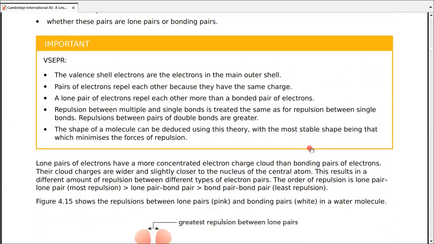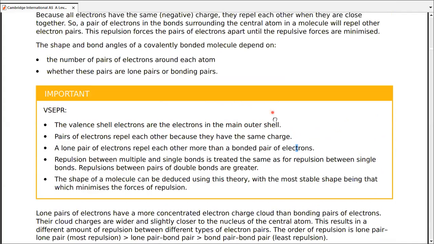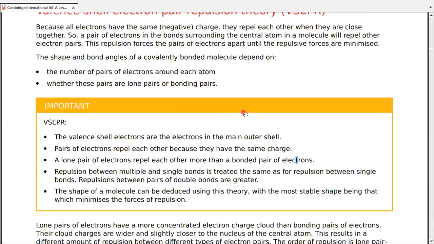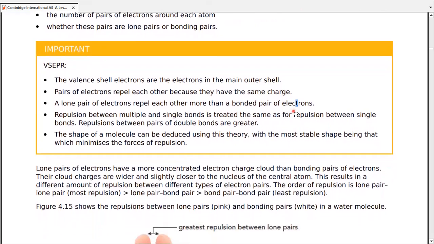The ground rules are the same as the postulates or the points of the theory, right? What we are going to do is talk about two elements that have been covalently bonded. The entire thing would be discussed by the number of pairs of electrons around the central atom, not each atom, the central atom, of course, and whether these pairs are lone pairs or bond pairs will matter, right? The valence shell electrons would be of the main outer shell. They can repel each other because they have the same charge. A lone pair of electrons will repel more than a bonded pair of electrons.